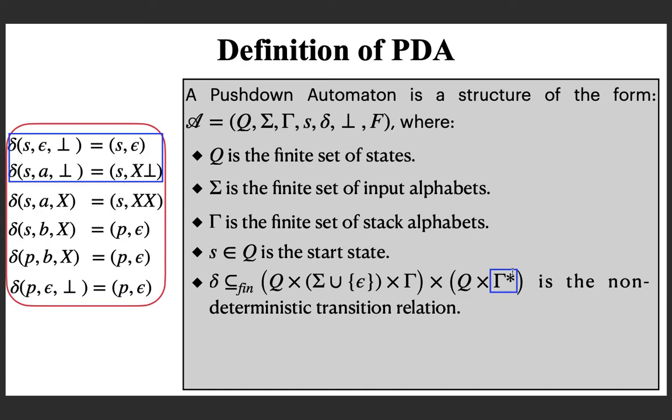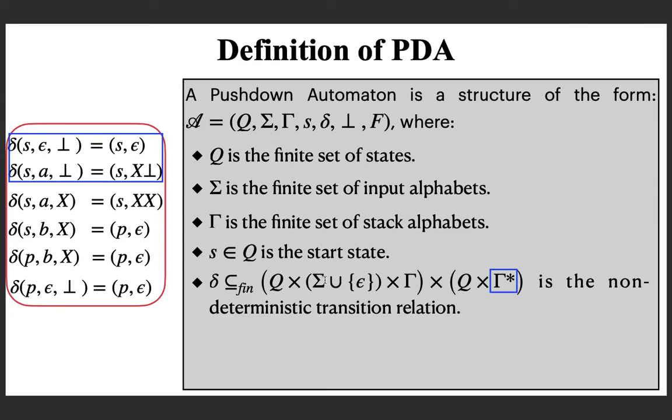A relation from this domain to this range, but it's finite. Why? Because you know that in the range, the second component is gamma star, which can be any string of stack alphabet, and there could be infinitely many strings. So in that case, it is possible for you to get an infinite number of relations like this. But in every automaton, we will only consider a finite number of transitions in our case. So this is just a mathematical representation of each of these.